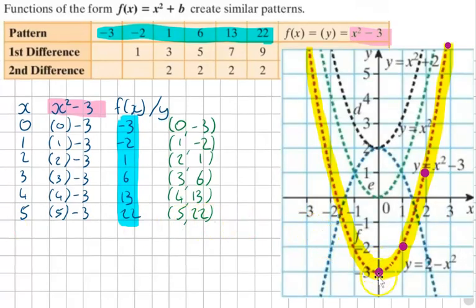So we have 0, minus 3, 1, minus 2, 2, 1, and then 3, 6 would be up here. So we can't fit them all in, but highlighted in yellow is our function f of x equals x squared minus 3. So it's y is equal to x squared, but it's been moved 3 steps down.